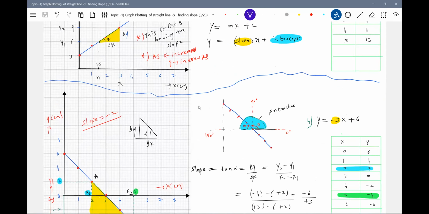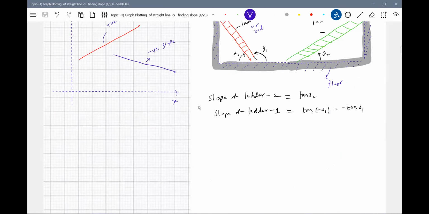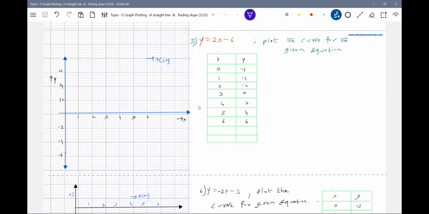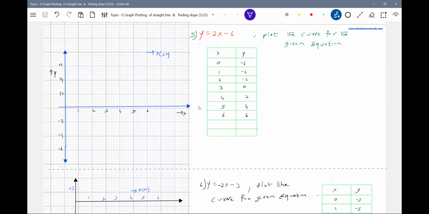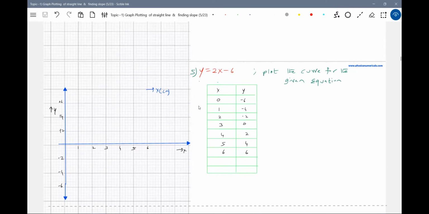Okay, after learning this, y equals minus 2x plus 3. Okay, we'll take y equals 2x minus 6. We'll plot the curve and try to locate the slope and other things. I just tabulated certain values. For x equals 0, what is the corresponding value of y? Now look at x here: 1, 2, 3, 4, 5, 6. Now look at y: minus 6 and so on.